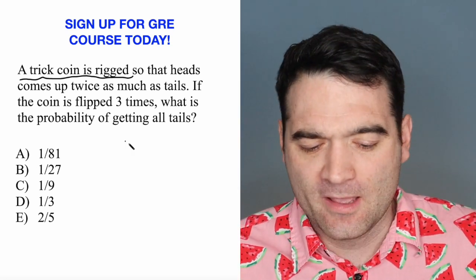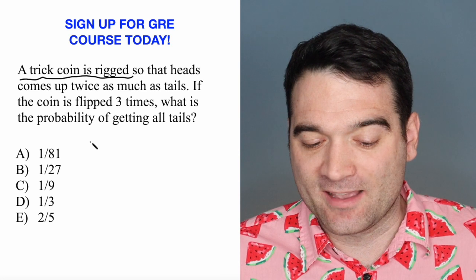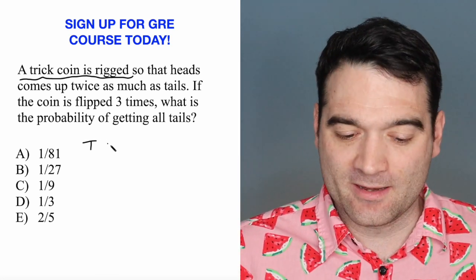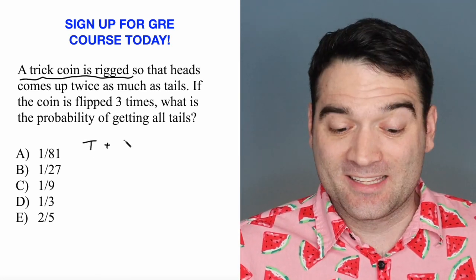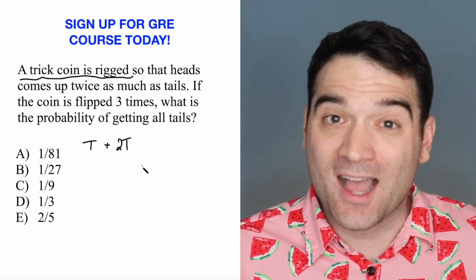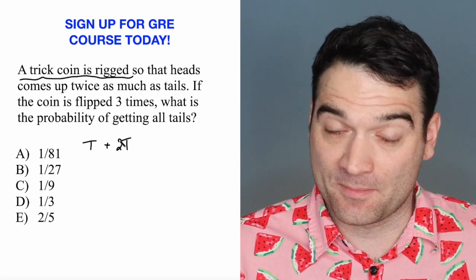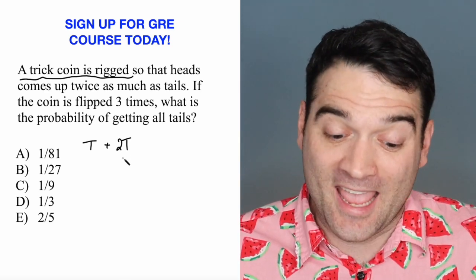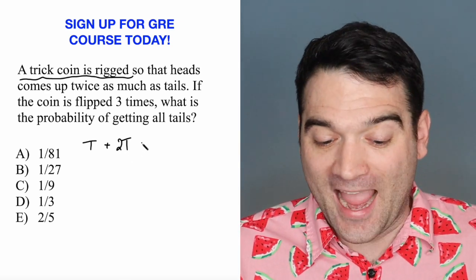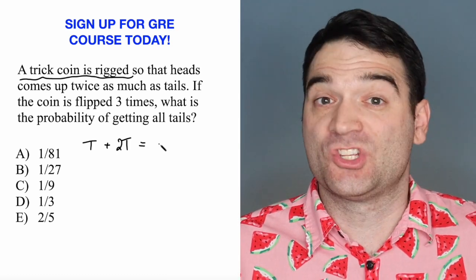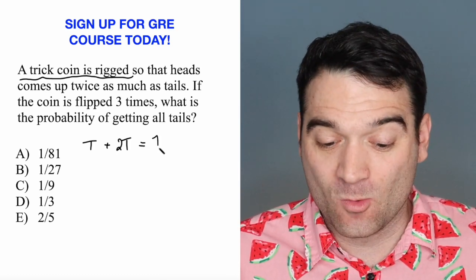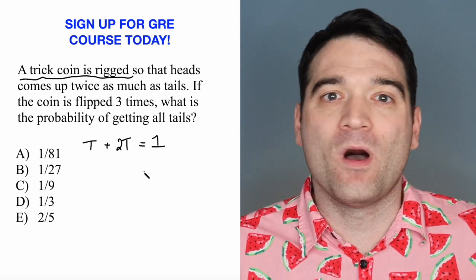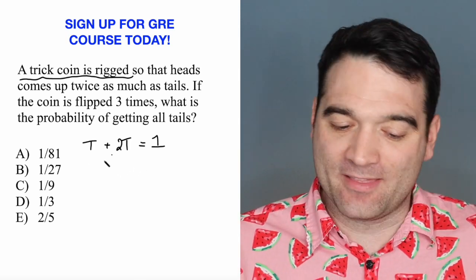And here's how we can do that. We can say that the probability of getting a tails is, I don't know, t, right? And the probability of getting a heads is 2t, 2 times the probability of getting tails. That's what the problem tells us, right? So probability of getting tails is t, and the probability of getting heads is 2t. Well, if I add these together, the sum of all probabilities, as always, is 1, or 100%. So I can add these together here.